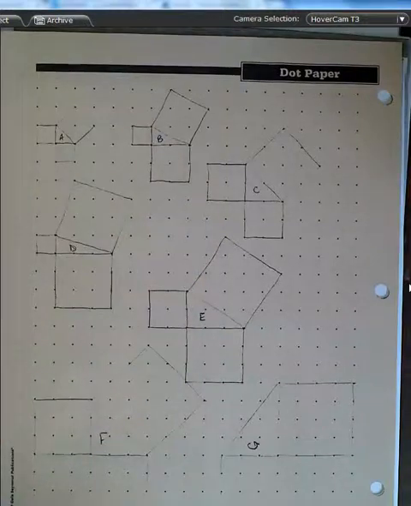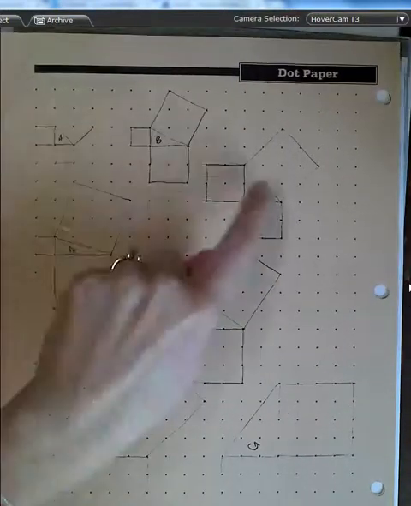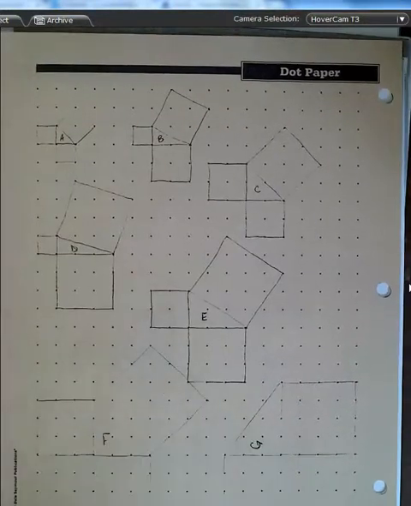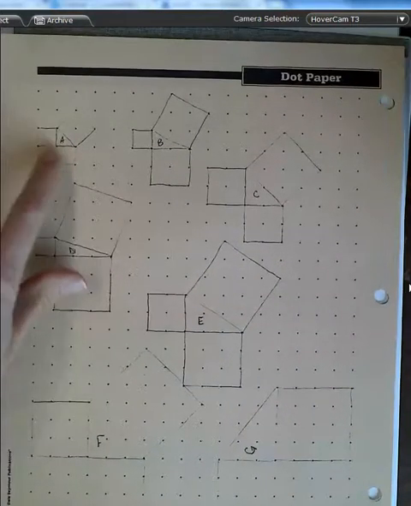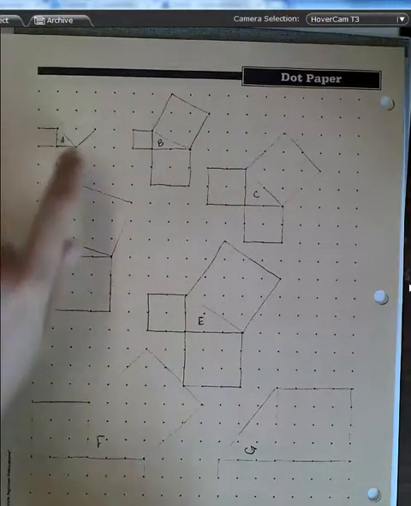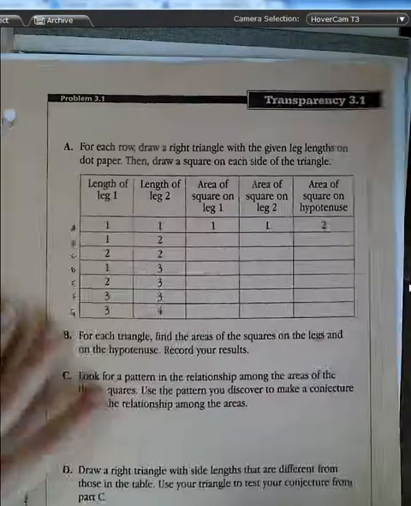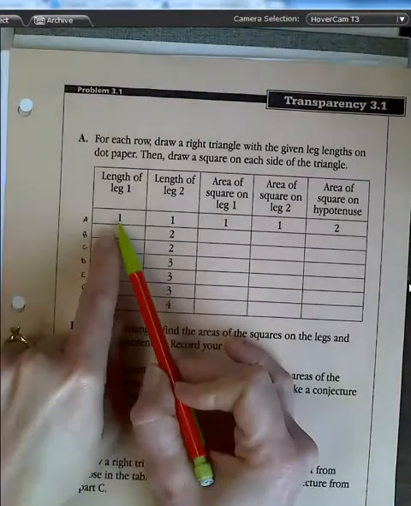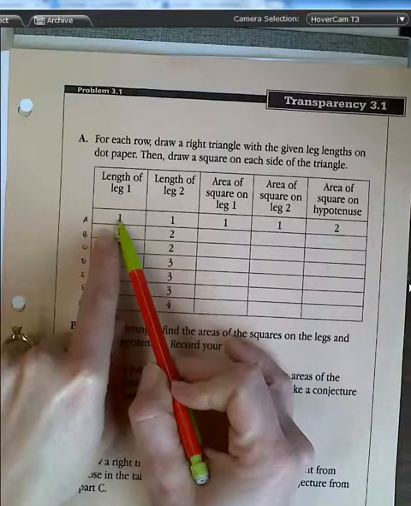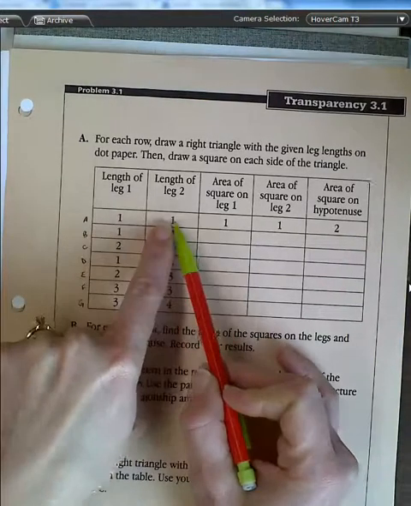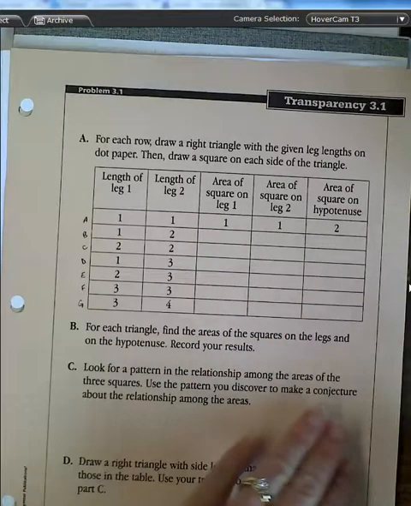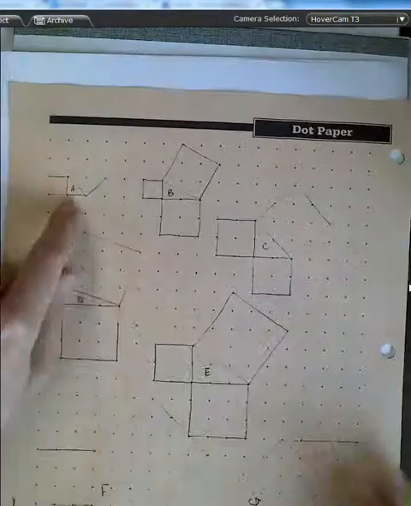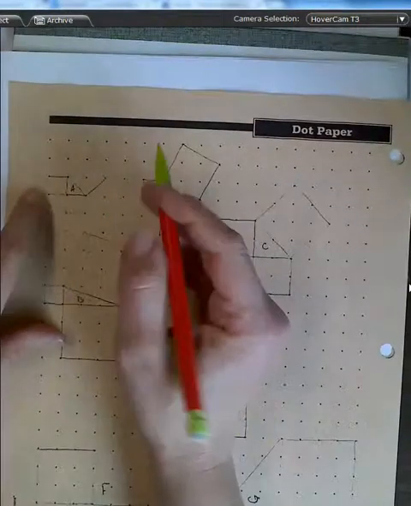So on this 3.1, we have a bunch of different right triangles. Today we're looking for a pattern with right triangles. And it's important that you look to see what letter it is and which leg it is. Okay, so the legs are the short part. So for A, the length of leg 1 is 1, and the length of leg 2 is 1, which means it doesn't matter which one's leg 1 and which one's leg 2.